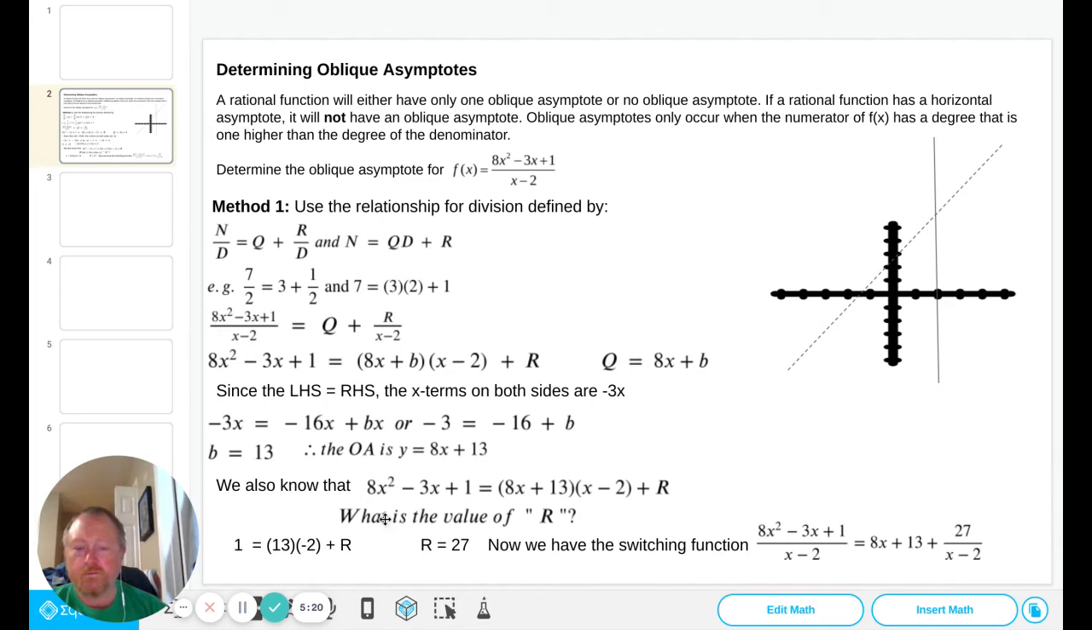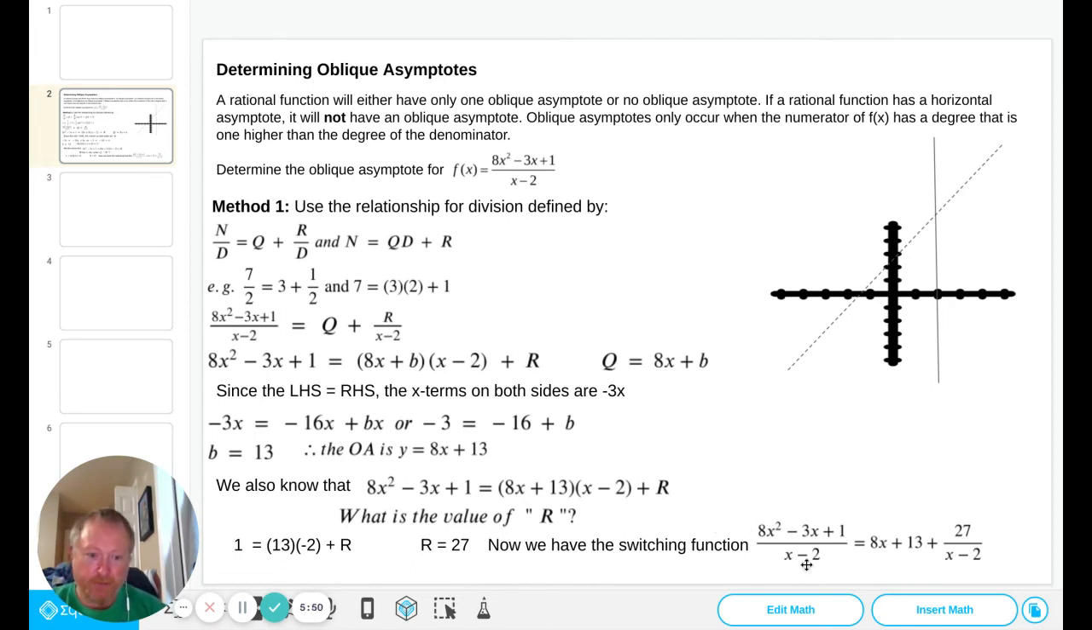So how do I get the value of r then? Well, it's pretty easy. The left side, the constant value is 1. The right side, I have 13 times negative 2, the constants in those two binomials, multiplied out, plus the remainder r. Well, 13 times negative 2 is negative 26, so I'm going to have to add 26 to both sides to solve for r. r is then 27.